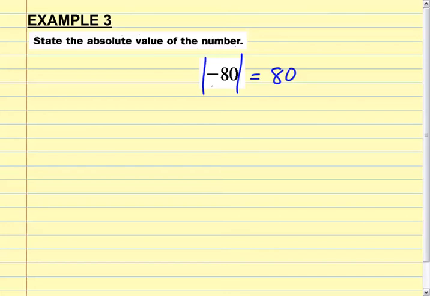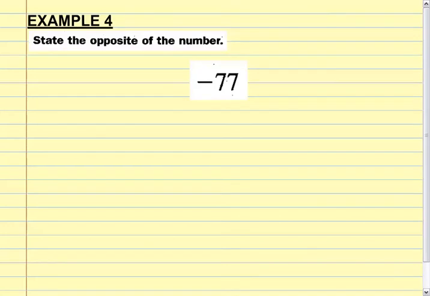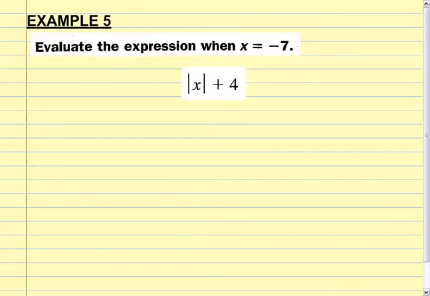Okay, let's look at the next one. State the opposite of the number, Lily. Yes. What is it? 77 is the opposite. Okay. This is the last one.